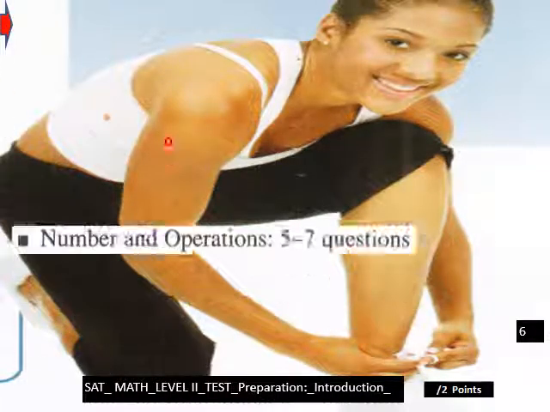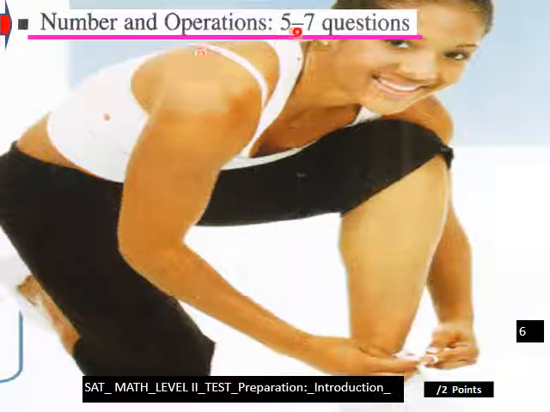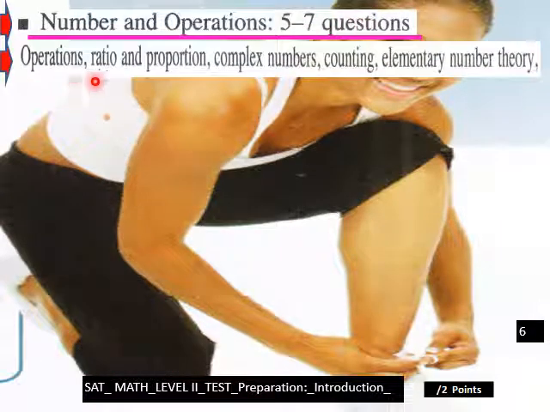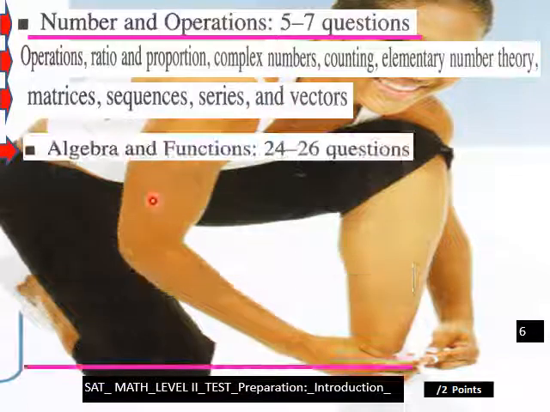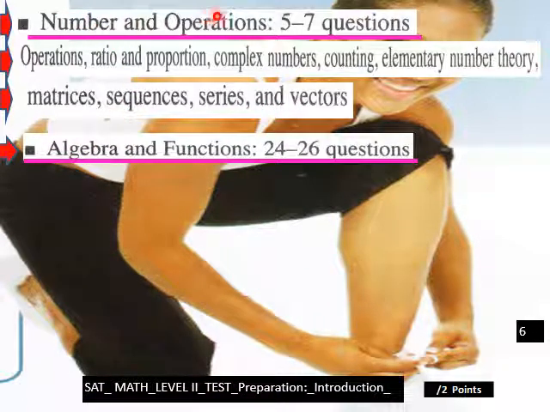So here's what's going to be on the test. Number and operations will be 5 to 7 questions. Operations, ratio, proportion, complex numbers, counting numbers, elementary number theory, matrices, sequences, series, and vectors are included in number and operations. Then algebra and functions, 24 to 26 questions. This is a big part of your test right here, at least half your test. Algebra and functions.